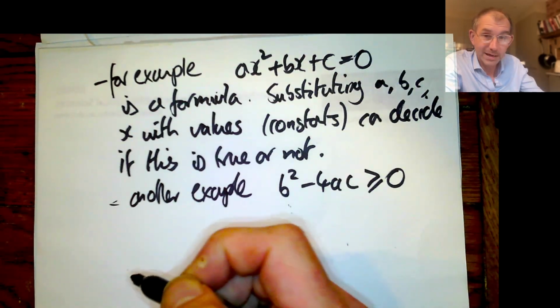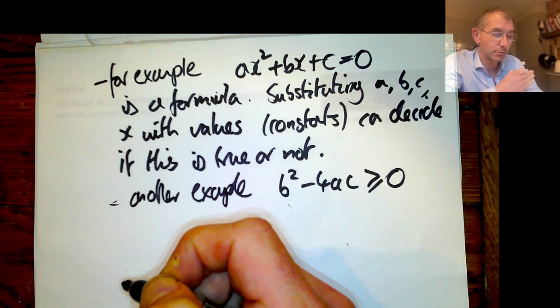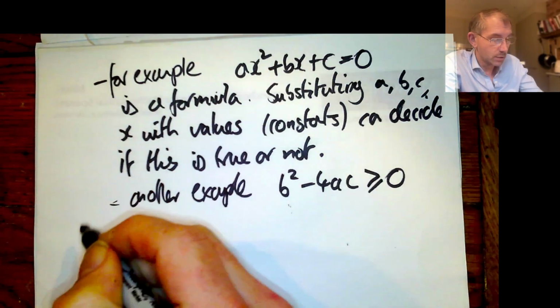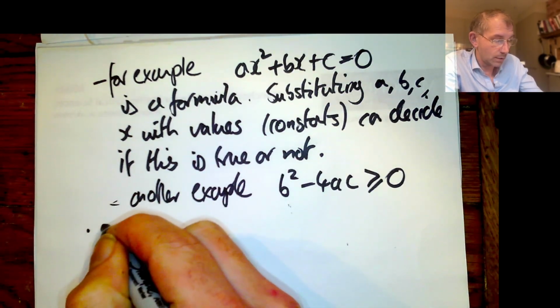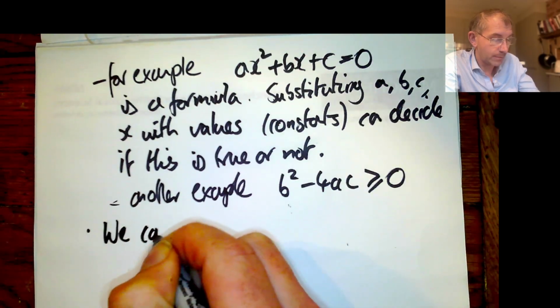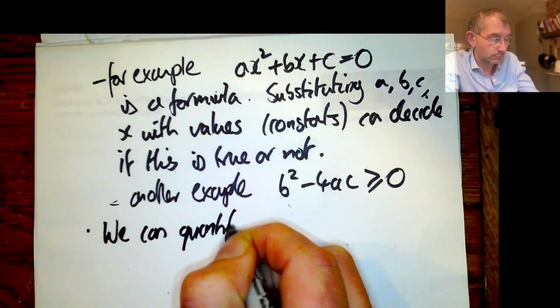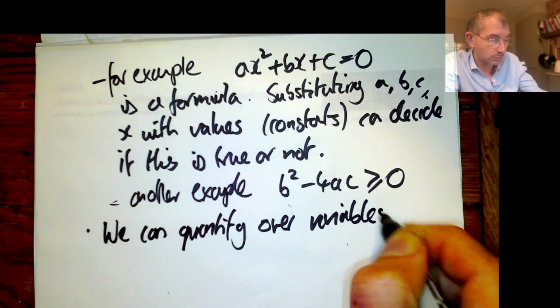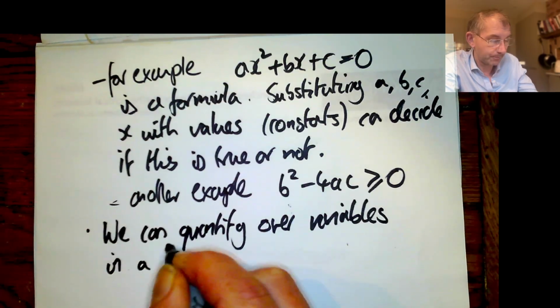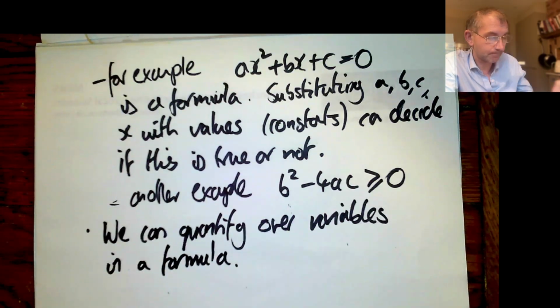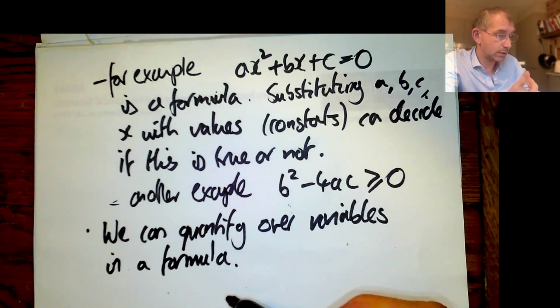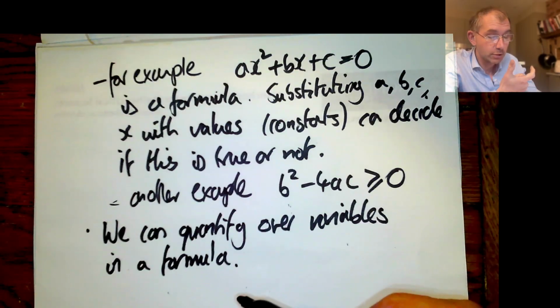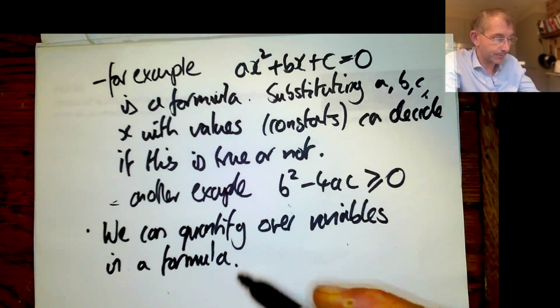And in order to make such statements, we need to be able to quantify. So we can quantify over variables in a formula. This is where you decide you've only got two options. One of them is for all, and the other one is there exists.